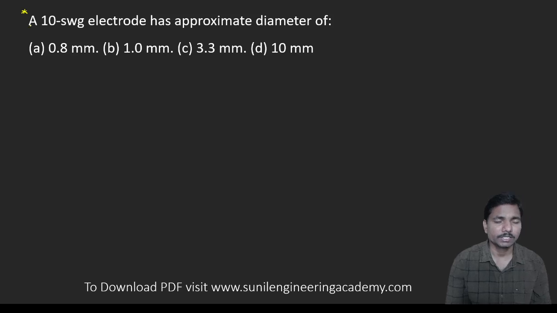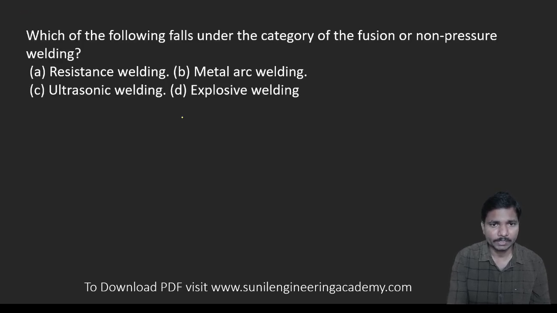A 10 SWG electrode has an approximate diameter of 3.3 mm.